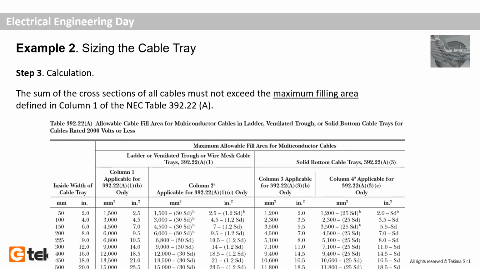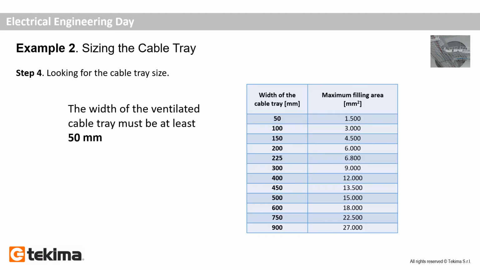Then we have to identify the maximum filling area of the cable tray. To do that, we have to look into column 1 of the table and look for the allowable filling area that can contain the cross-sectional area of the cables. In this case, 1500 square millimeter are enough to contain 963 square millimeter. This means that the width of the ventilated cable tray must be at least 50 millimeter.